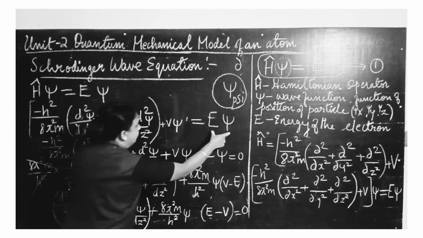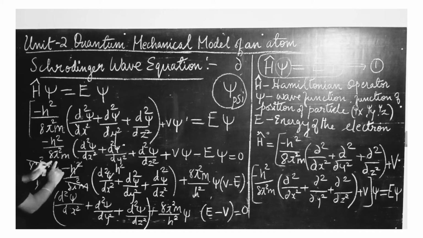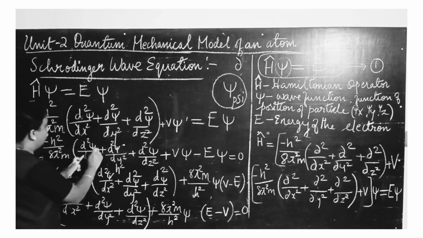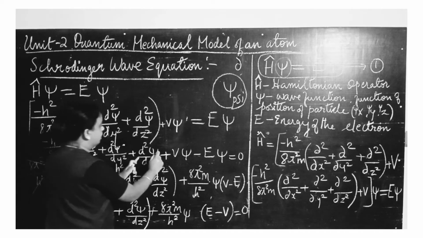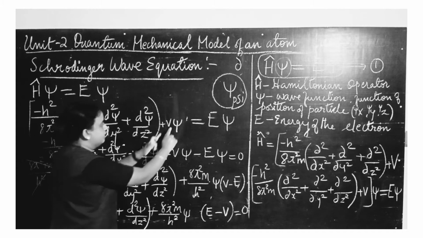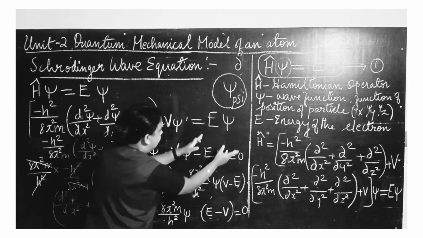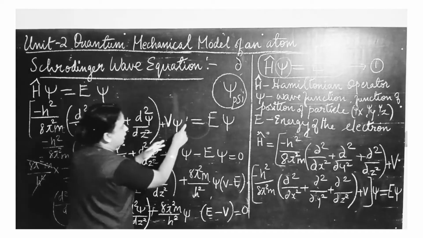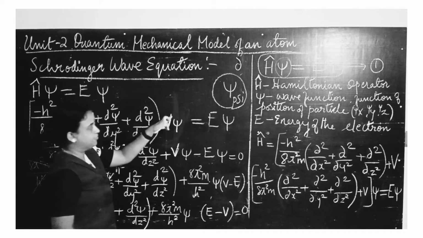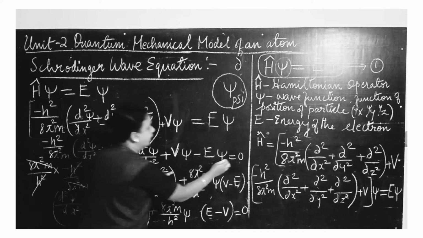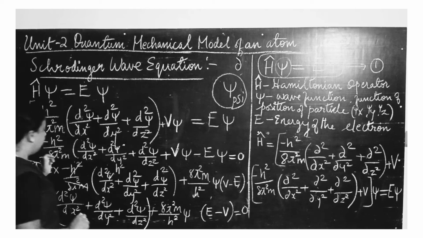You are bringing this E side towards the left hand side. So this part you write as it is, minus h square by 8 pi square m into dou square psi by dou x square plus dou square psi by dou y square plus dou square psi by dou z square, plus this V psi, this capital V, it is V psi. Then this E side will come towards the left side, plus will become minus. So algebra, what we have studied already. So this plus E side will come towards the left side, it becomes minus E psi, and that will be equal to 0. Okay, fine. Now what you are doing?